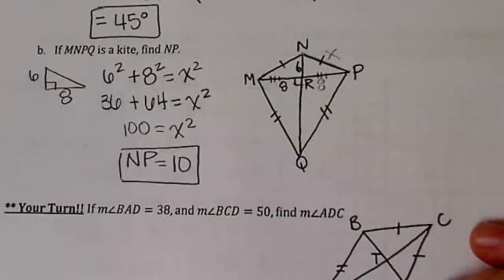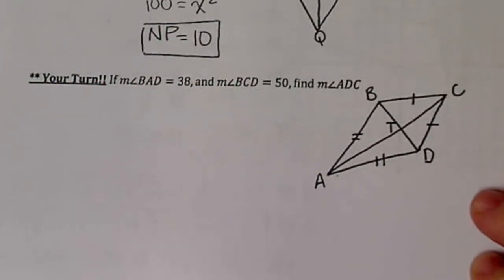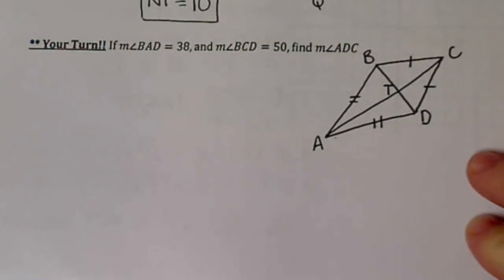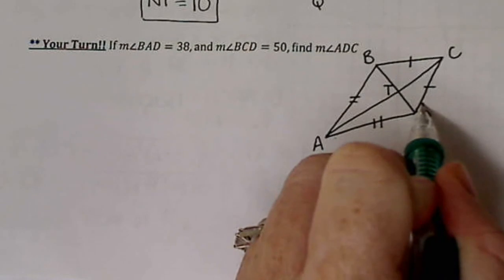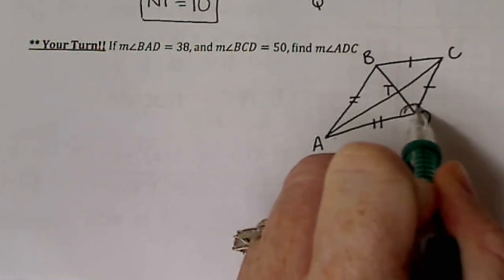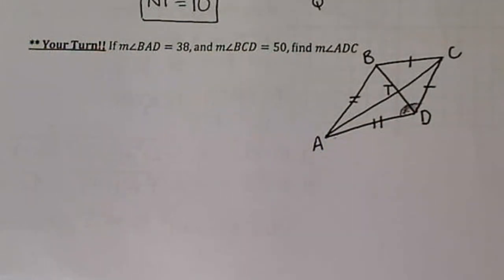Okay, use what you know about kites, what we just discussed in example 4, to find the measure of ADC, this big angle right over here. Think about what other angle it is congruent to. And good luck.